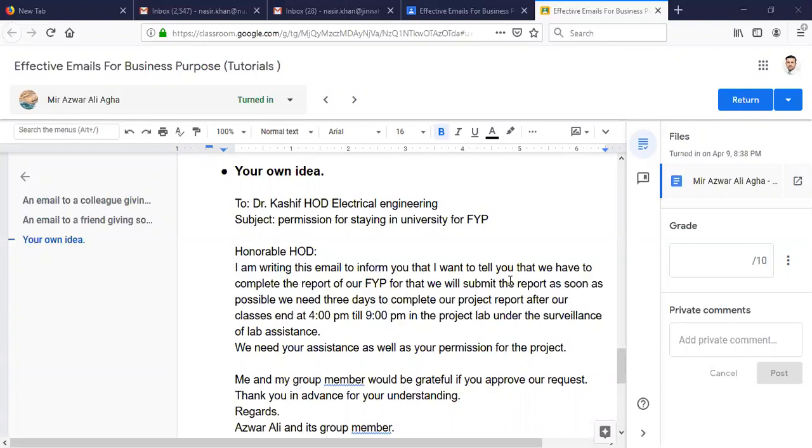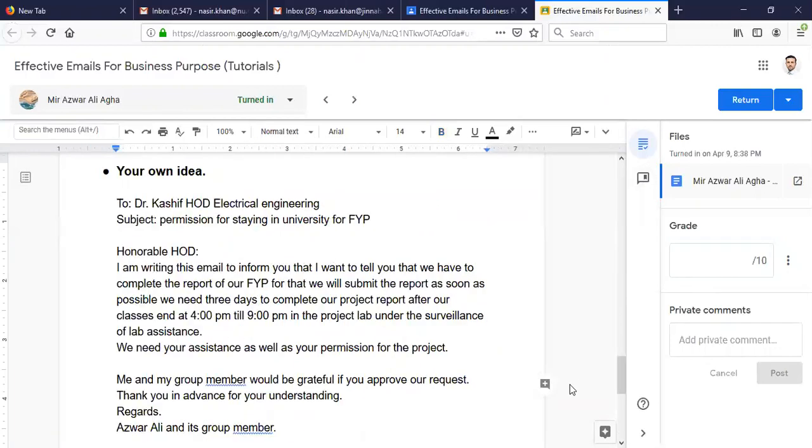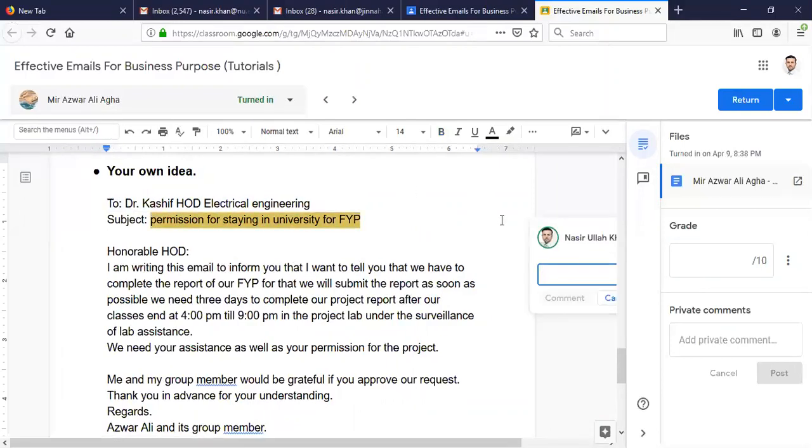Now, the subject line is fine: Permission for staying in university for FYP. But see, you usually stay in university. What permission do you want? If you want to stay late for sitting, you need to mention it here. That particular part is missing, and that is what we need to improve. So the subject line is incomplete. Completeness issue is there.